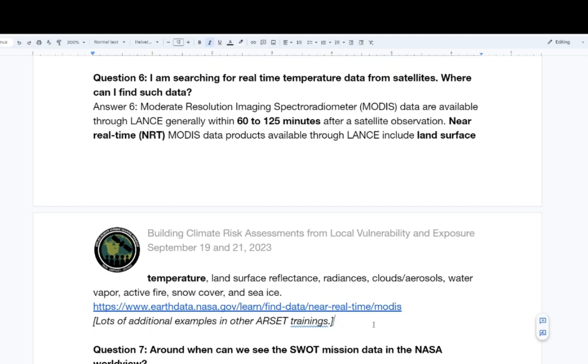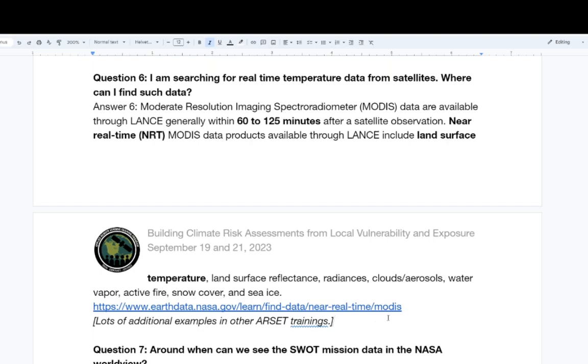It's near real time, and you can get that again through the LANCE, and this is including land surface temperature, but also some other derived level 3 and 4 products that they're giving. And so we've provided a link to this, and we'll also state that in other previous ARSET trainings, we've also explained some of the methods and tools to be able to access and use this near real time data.